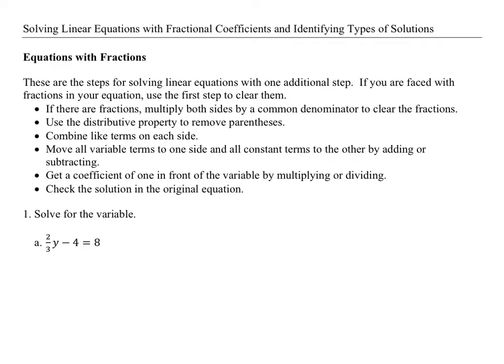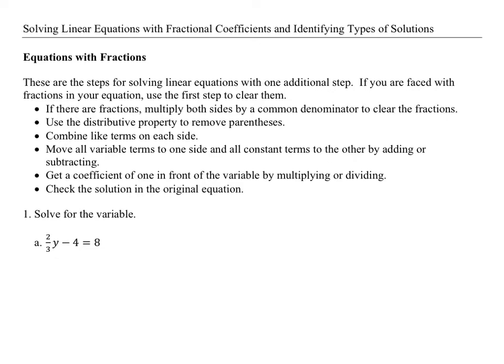Then we distribute. Combine like terms on a side, keep those sides separate, and then move. When you move, you use the opposite operation. Move the variables, move the constants. Make sure a coefficient of 1 is in front of the variable by multiplying or dividing. Check for reasonableness. Here we go.